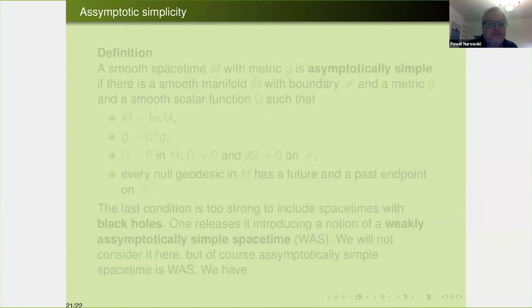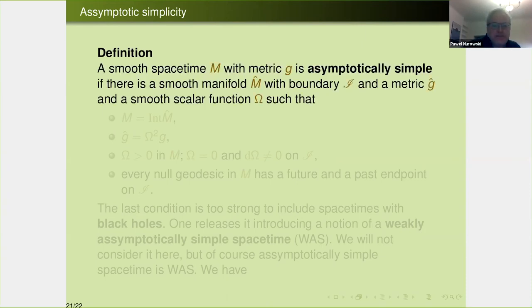And to formulate what I just said, I need a definition to make it more formal, which is essentially a repetition of what a conformal compactification is. This is Penrose's definition of something called an asymptotically simple spacetime. A smooth spacetime with metric G is asymptotically simple if there is a smooth manifold M hat with boundary script I, a metric G hat, and a smooth scalar function omega such that the spacetime is the interior of this M hat. The metric on M hat is related to metric G by omega. Omega is positive in M and zero on the boundary, and its gradient is non-zero on the script I boundary.